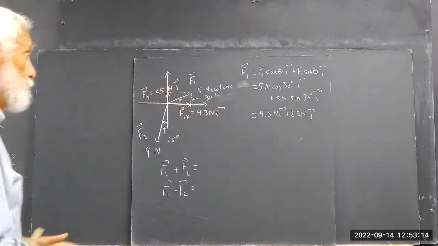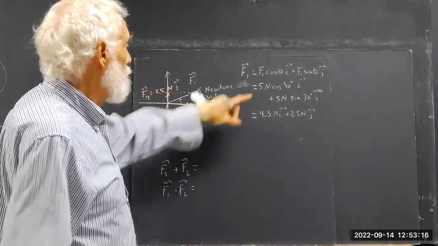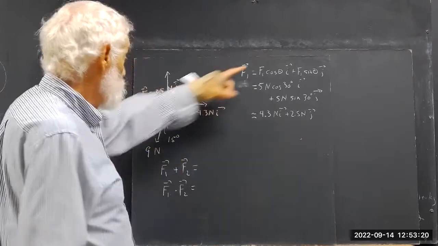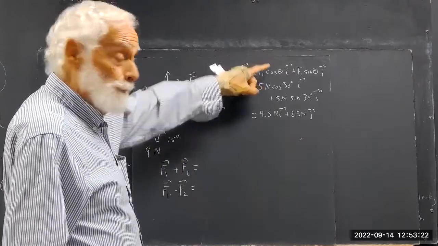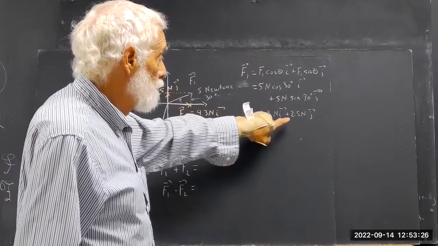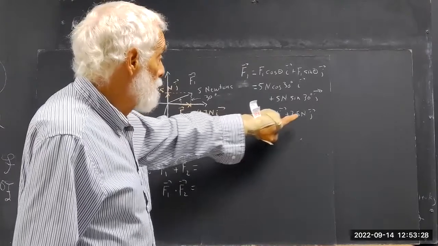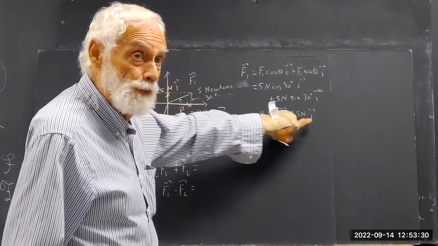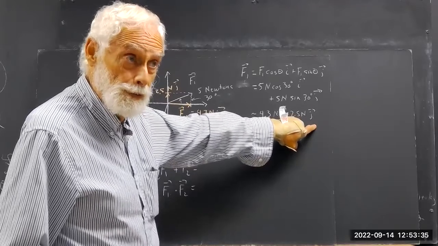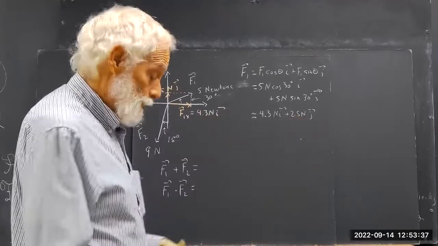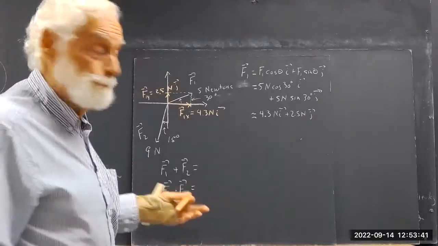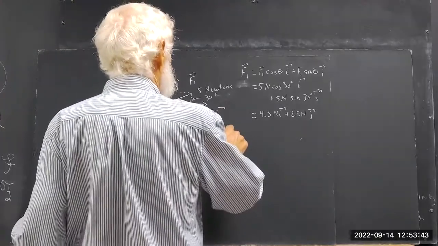So that's what we mean when we say that F1 is equal to this. A 5 newton force at 30 degrees is totally equivalent to a 4.3 newton force in the x direction and a 2.5 newton force in the y direction. You want to really understand that statement, because it makes sense of everything we're doing. Now, F2.